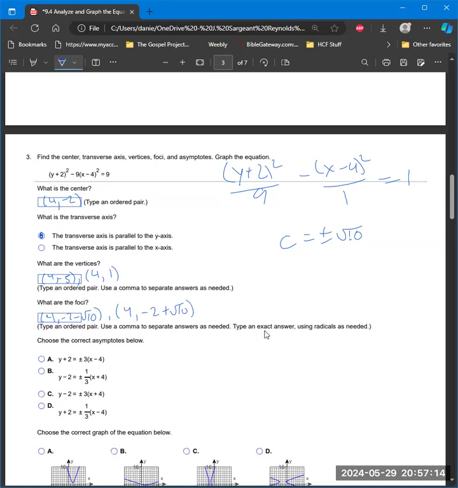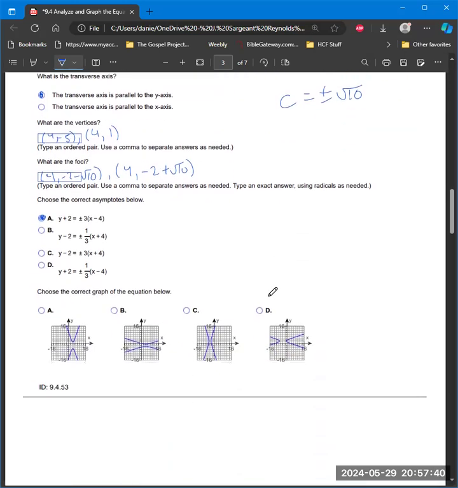Asymptotes here are going to have equations of y + 2 equals plus or minus, and then the square root of the part that's under y, which is 3, divided by the square root of the part that's under x, which is 1. So plus or minus 3 times the quantity (x − 4). That's A. And let's go ahead and look for the correct option here.